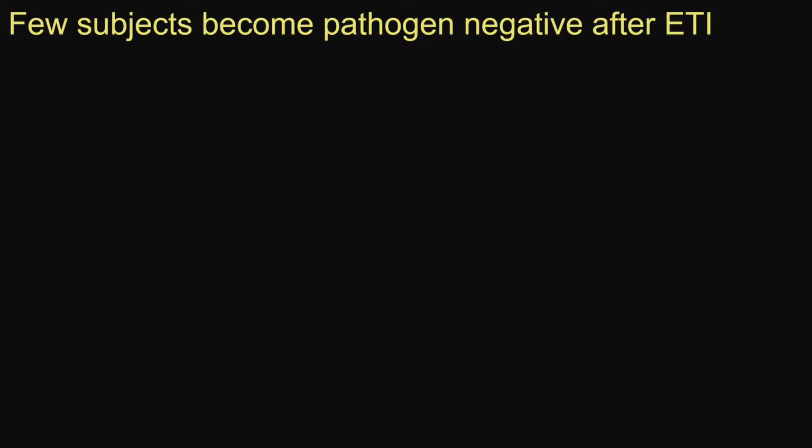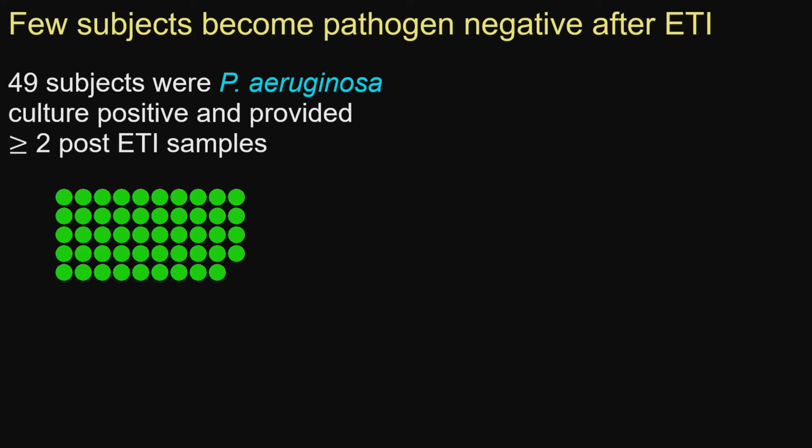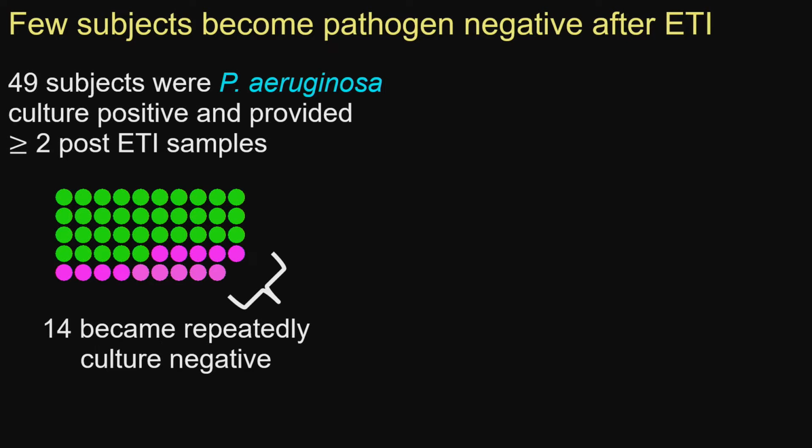But you might get more data about this when we look longer, and I'm only going to show you data out to the first 6 months of ETI use in the PROMISE study. So I'll show you the data first for Pseudomonas. We had 49 subjects who came into the study Pseudomonas aeruginosa positive by culture, and they provided at least 2 post-ETI samples. So we limited our analysis to those people. There were some disruptions due to the pandemic, but we wanted to have at least 2 negatives.